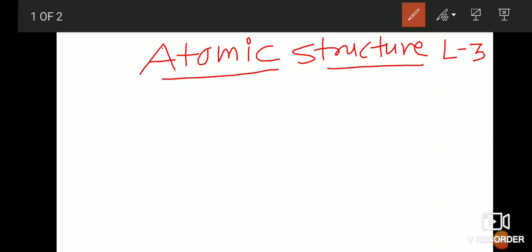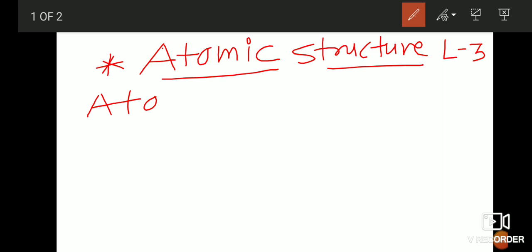So as we have started the atomic structure, we are going to continue with that. Today we are going to continue lecture number 3 of the atomic structure, and in today's lecture we are going to understand a very important topic of atomic structure, and that is related to atomic numbers and mass numbers. Okay, so students, what are atomic numbers and mass numbers?